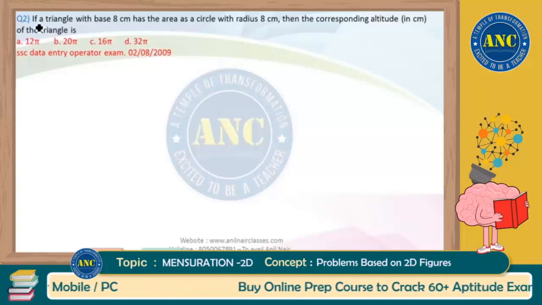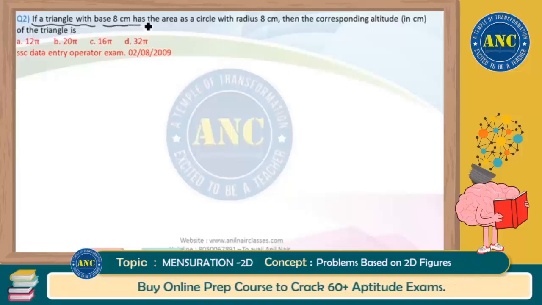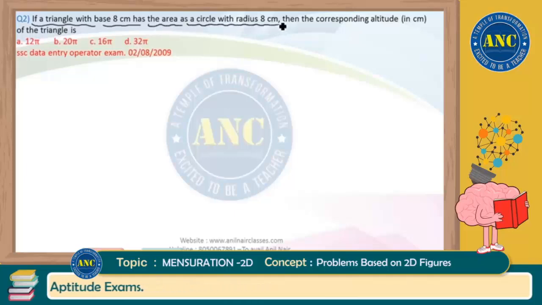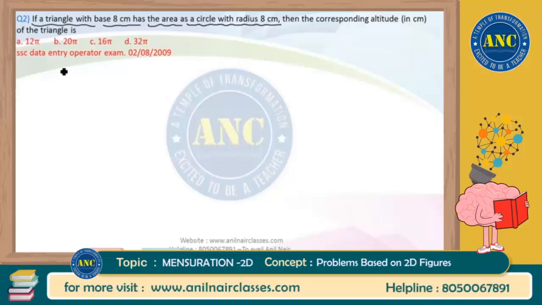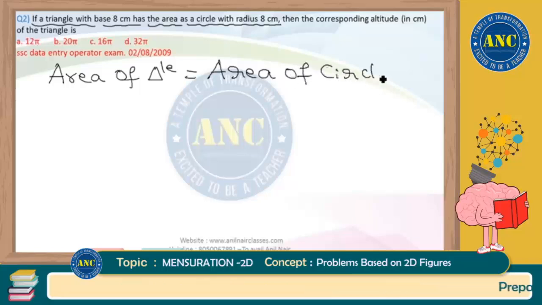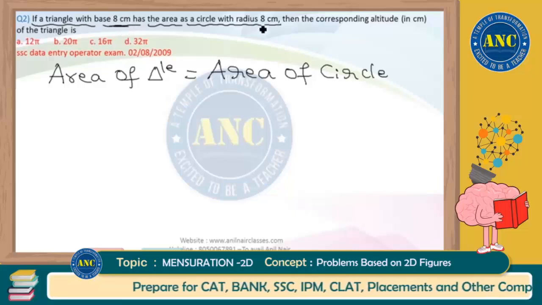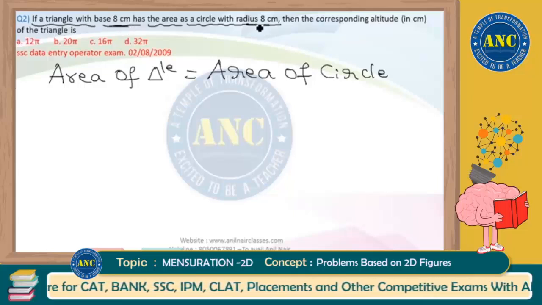Question number 2. If a triangle with base 8 centimeter, the base of the triangle is given as 8 centimeter, has the area as a circle with 8 centimeter radius. That means they are saying that triangle area and circle area both are same. If you want, read it once again. Area of triangle is similar to area of circle, and base of triangle is given as 8 centimeter, radius of circle is given as 8 centimeter.